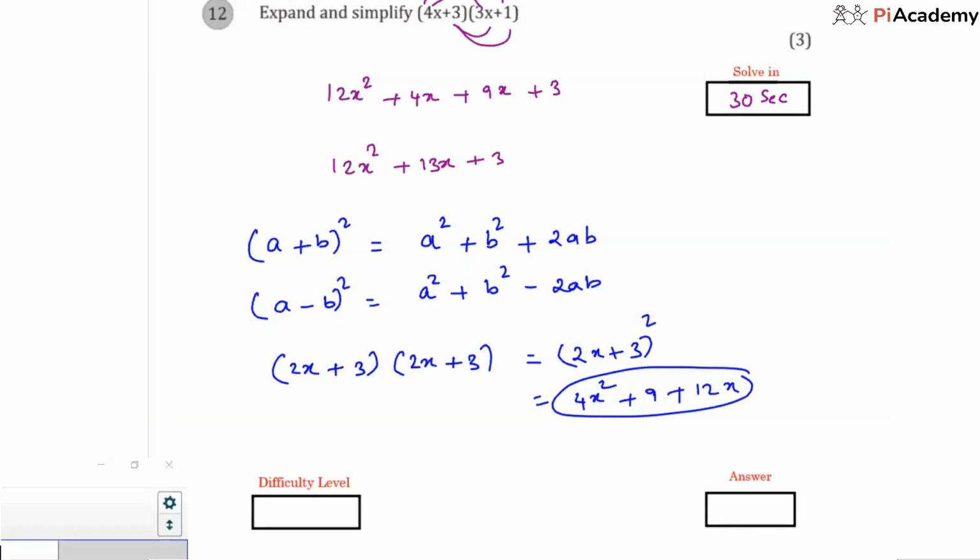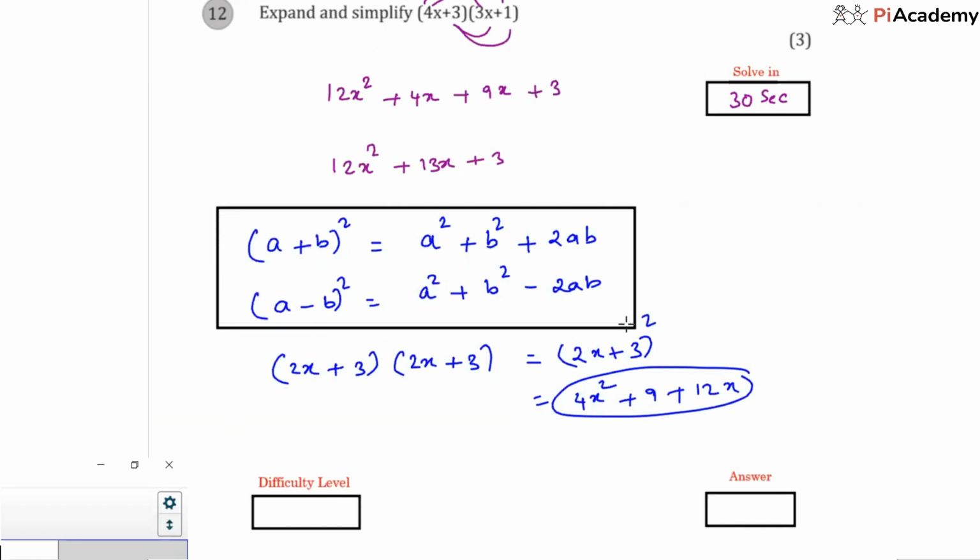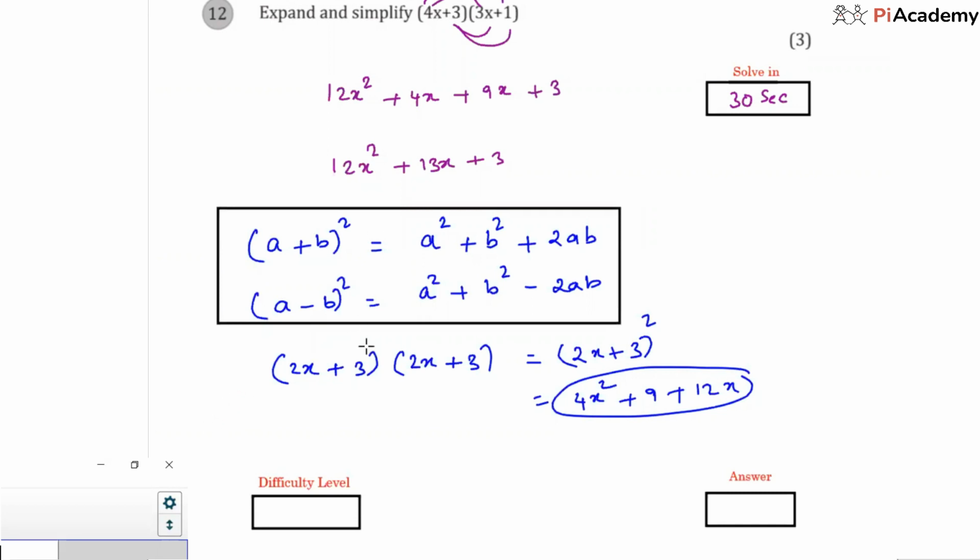Wait, I don't get how it's like a squared plus b squared when it's a minus b. See, in the place of a, you have 2x. In the place of b, you have 3. So (2x plus 3) whole square. So a square would be (2x) whole square, which is 4x square. b square would be 3 square, 9. And 2 times ab, 2 times 2x times 3, which is 12x. Right? Okay, got it. Thanks. No worries.